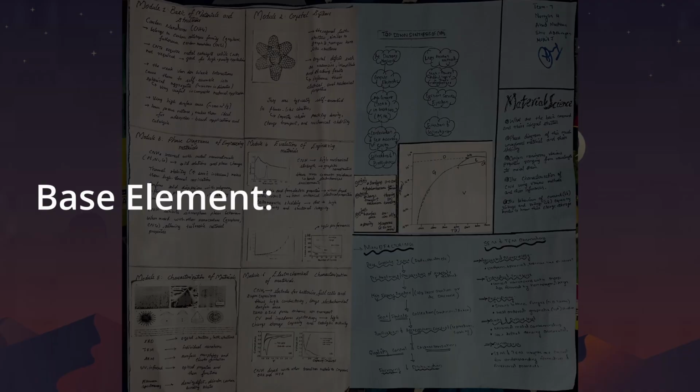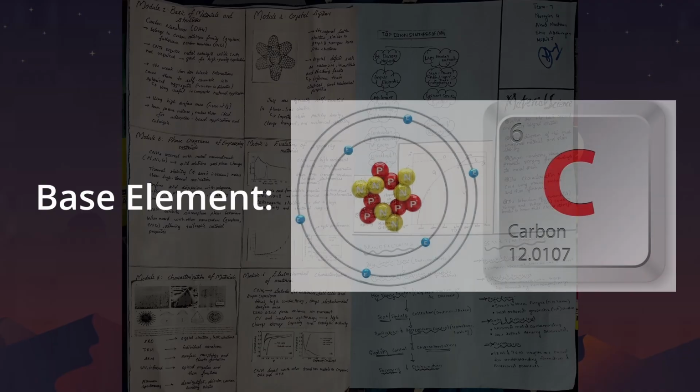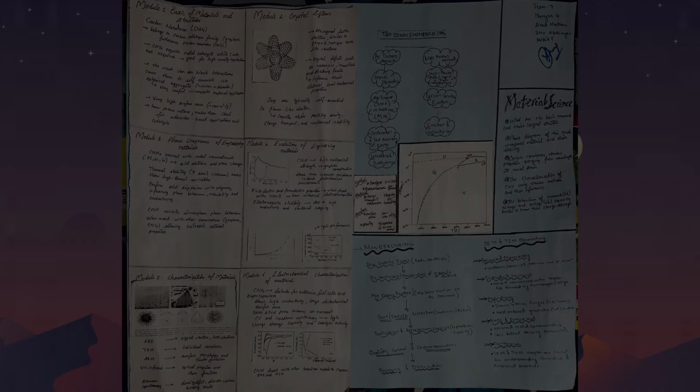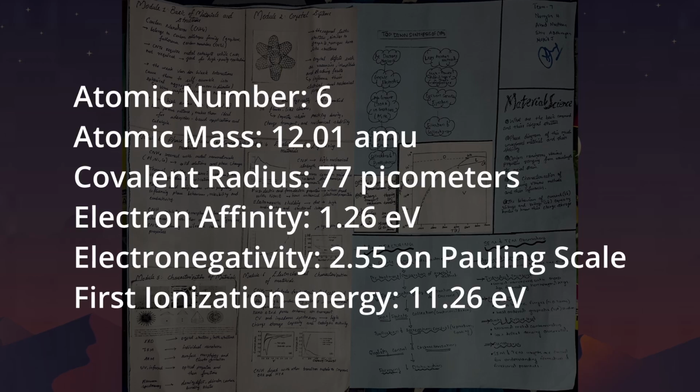The base element of carbon nanohorns, as the name suggests, is carbon. Its atomic properties are as follows. The atomic number is 6, the atomic mass is 12.01 AMU, the covalent radius is around 77 picometers, the electron affinity is about 1.26 electron volt, the electronegativity is about 2.55 on the Pauling scale, and the first ionization energy is approximately 11.26 electron volt.